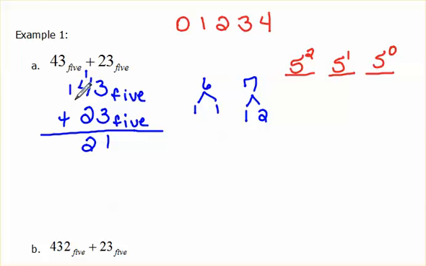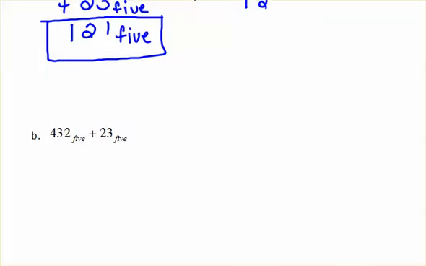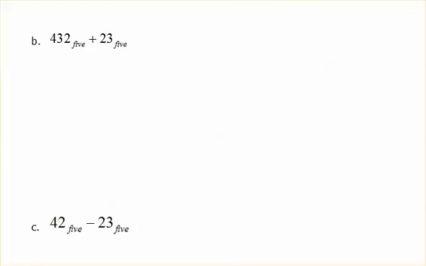Now we're working in the 5 squared position. So 1 and 0 is 1. So 43 base 5 plus 23 base 5 would be 121 base 5. So I hope you got that. And if not, then we worked through it together, so hopefully that will help.